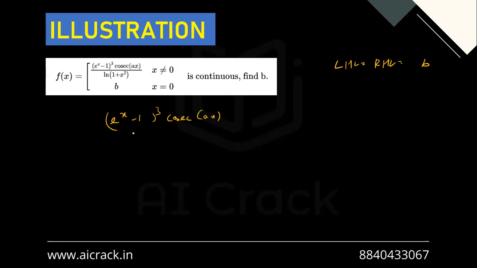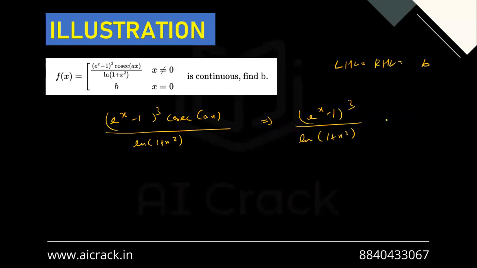cosec ax divided by ln of 1 plus x square. Now I would prefer writing cosec ax as 1 by sin ax. So I would write it as (e raised to power x minus 1) whole cube divided by ln of 1 plus x square, into 1 upon sin ax. Now to make this a standard limit, I would multiply and divide by ax. So this becomes my standard limit.